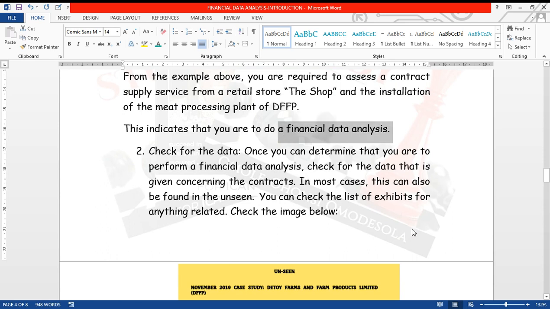Another thing you should also check is to check for data. Once you can determine that you have to perform a financial data analysis, now you have known that, okay, I'm supposed to carry out a financial data analysis, right?